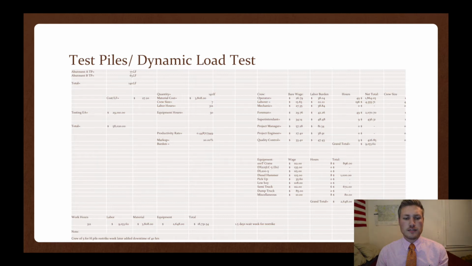Abutment A's test pile is 77 feet long, where abutment B's test pile is 63 feet long. It'll take about a day and a half to install both of these piles into the ground. Once they're in the ground, we're going to restrike them the next day, and then wait a week to restrike them again with the dynamic load test. The dynamic load test for each one is $29,000, totaling $58,000.